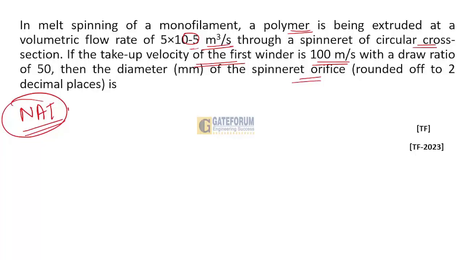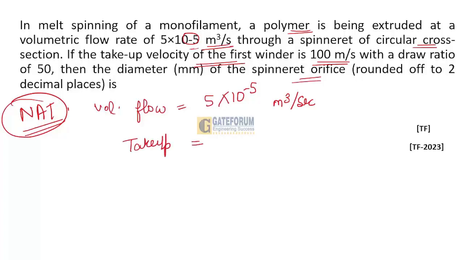So what is basically given is the volumetric flow. How will we have to do it? We will see in this question. Volumetric flow is given as 5 into 10 to the power minus 5 meter cube per second, and the take-up velocity is given as 100 meter per second. Draw ratio is 50. So how is draw ratio calculated?